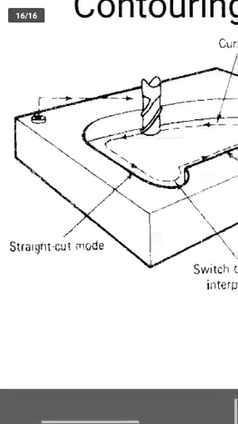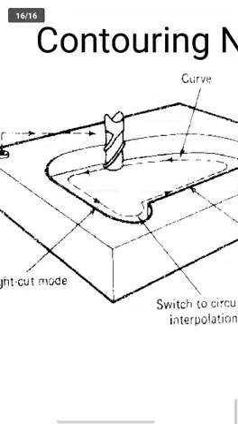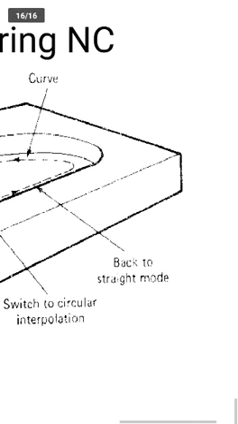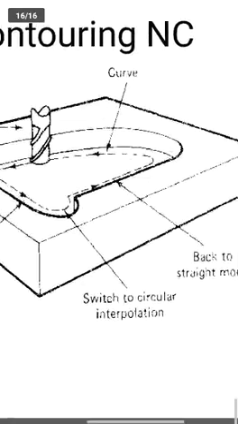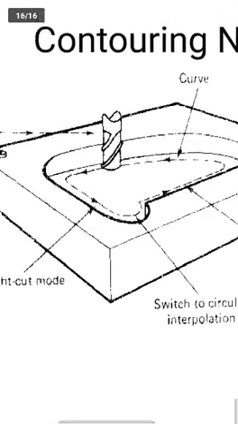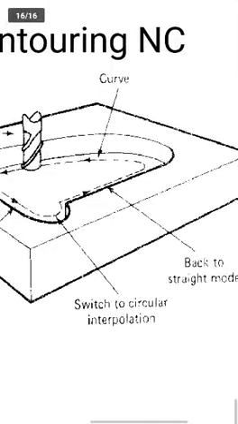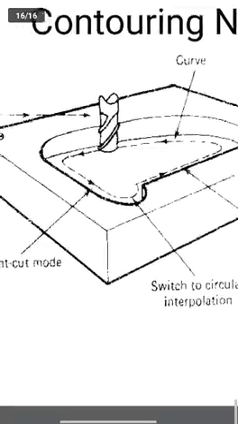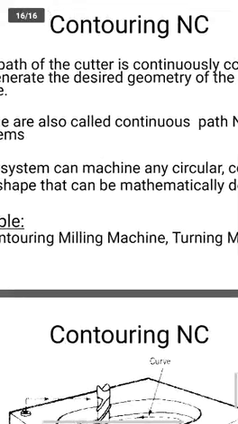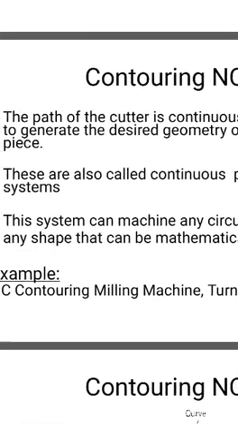Here it is cutting in straight cut mode. Then there is a curve, switching to a circular path, taking some arc with interpolation, then back to straight, where the tool again cuts straight. So it has curve positions, then circular interpolation, then goes straight. This is called the contour NC machine. This shape is called contour interpolation.